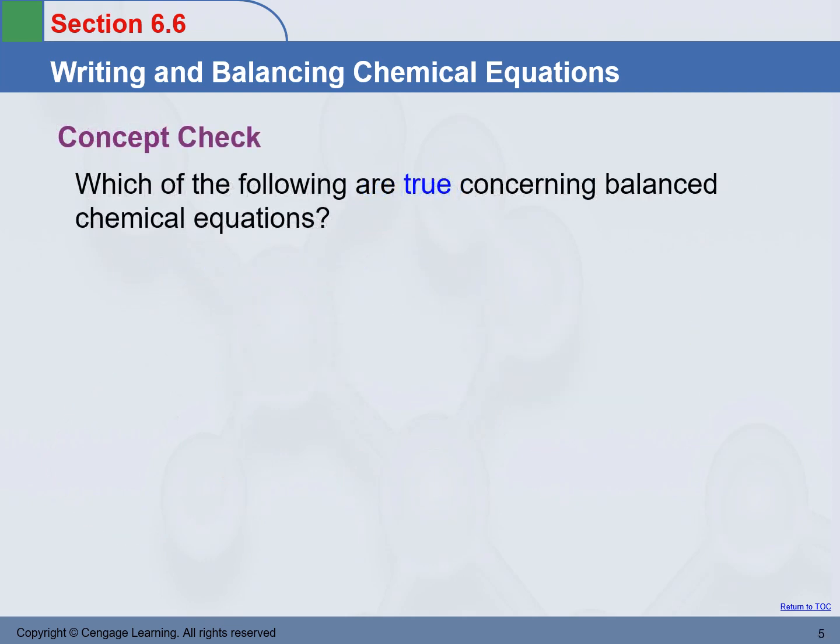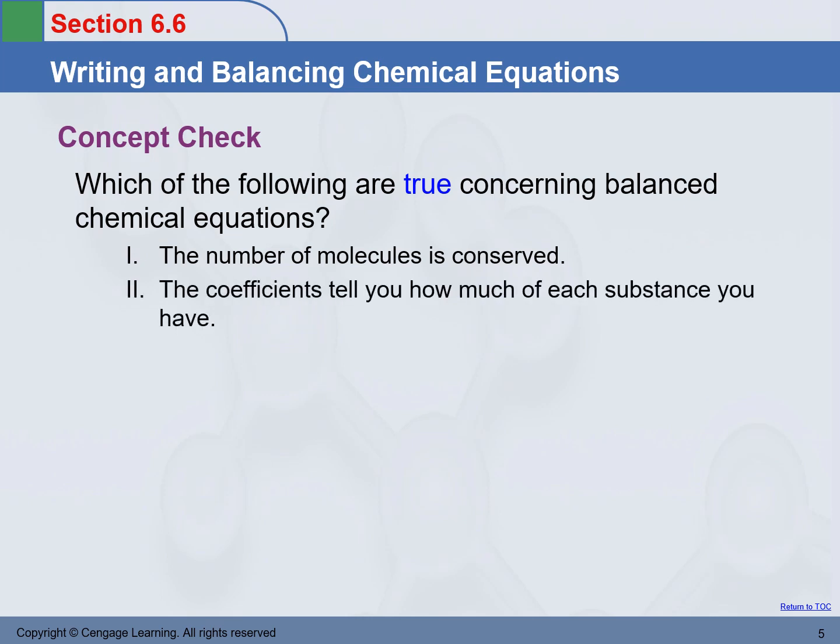Concept check. Which of the following are true concerning balanced chemical equations? Number one, the number of molecules is conserved. That is not correct. The number of each kind of atom is conserved. The number of each kind of atom will not change before and after the reaction. That's why we have to balance it. The coefficients tell you how much of each substance you have. That's not true. It has nothing to do with the amount of any substances involved in the reaction. It only tells you the ratio, the molar ratio among the substances.